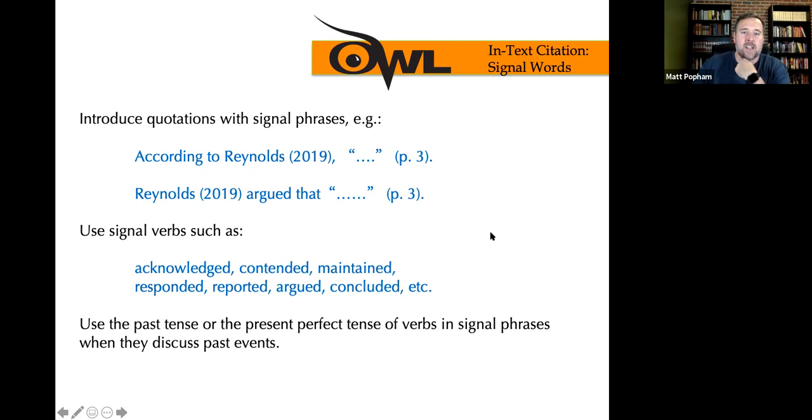But it is a good convention, and here are just a few of those signal verbs that you can use, and you can easily plug those in here. According to Reynolds, argued that, Reynolds contended, Reynolds maintained, so on and so forth, et cetera. So again, I don't think this is a huge deal, but something that you want to keep in the back of your mind. Remember, as we go through, we're trying to hold on to any amount of creativity that we can, just by virtue of the fact of APA's overall dry style.